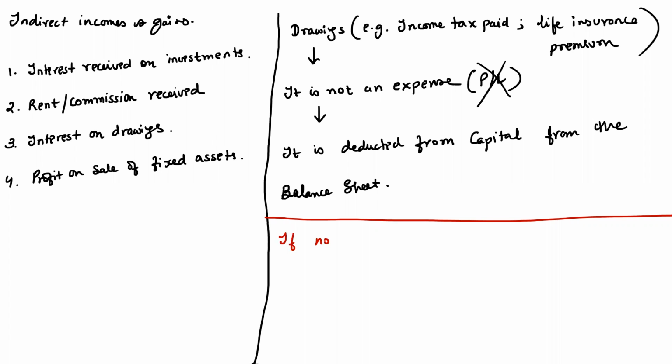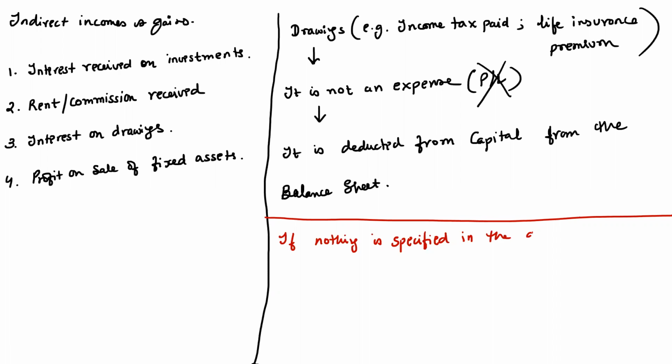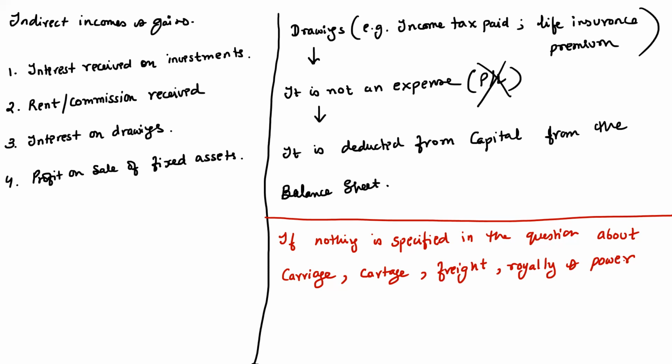Okay, if nothing is specified in the question about carriage, cartage, rate, royalty, and power, then they are direct expenses. And where do we put direct expenses? Trading account.